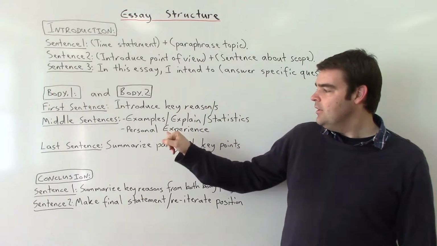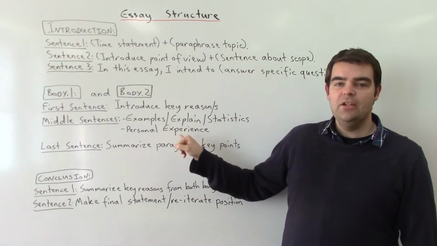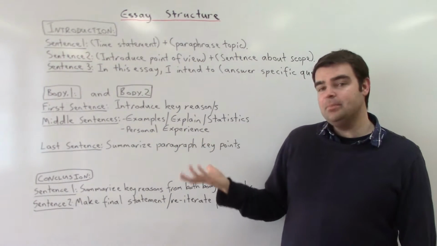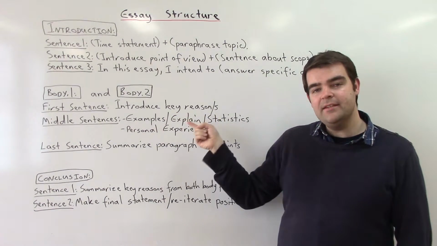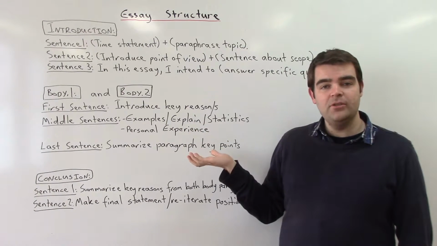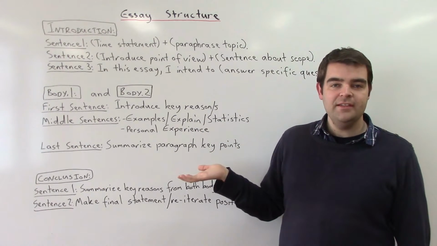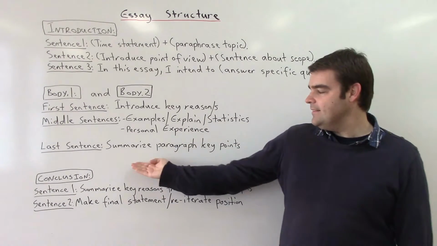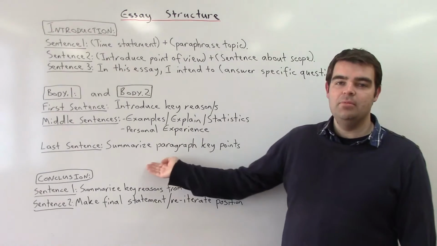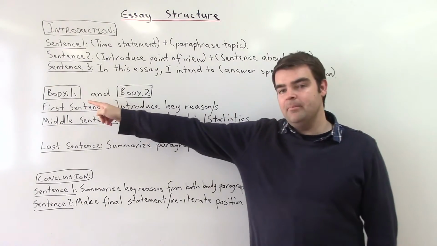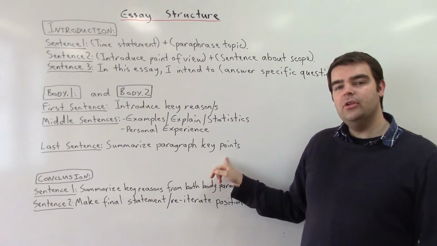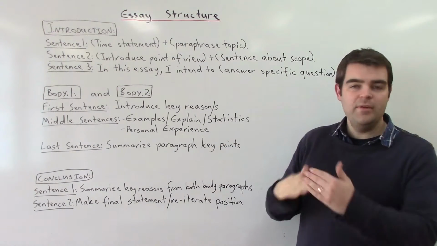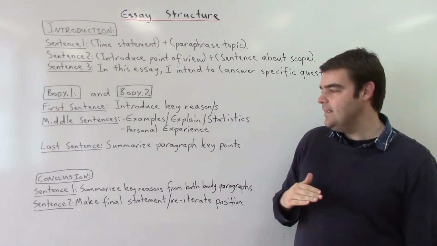And once we've done that, we want to use some of these things. We don't have to use all of them, but we can use examples. We can explain what we mean by the key reasons. Statistics is always a good option as well. And if we have a personal experience, that can really be beneficial to put into the body as well. And then lastly, we want to summarize the key points. And with body 1, here, we can also connect into the second body paragraph. And that can help with our fluency throughout the essay.